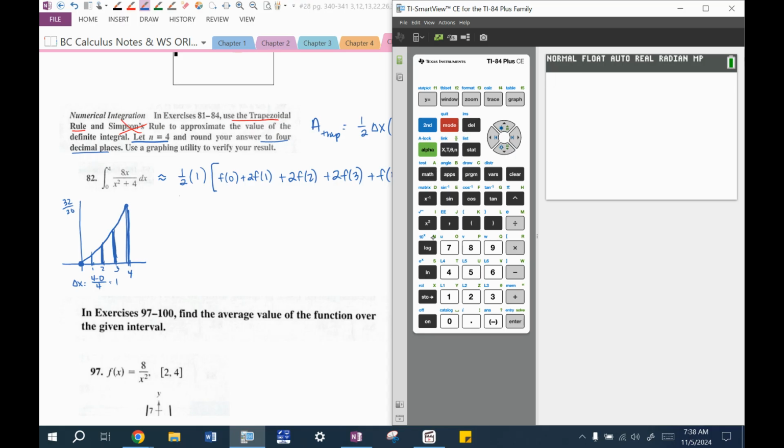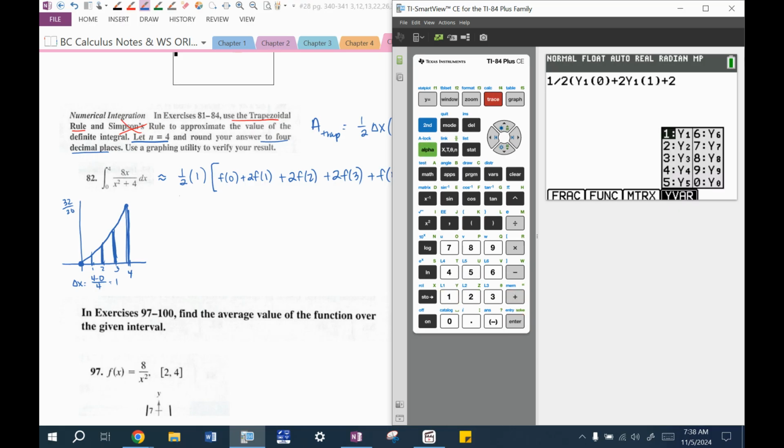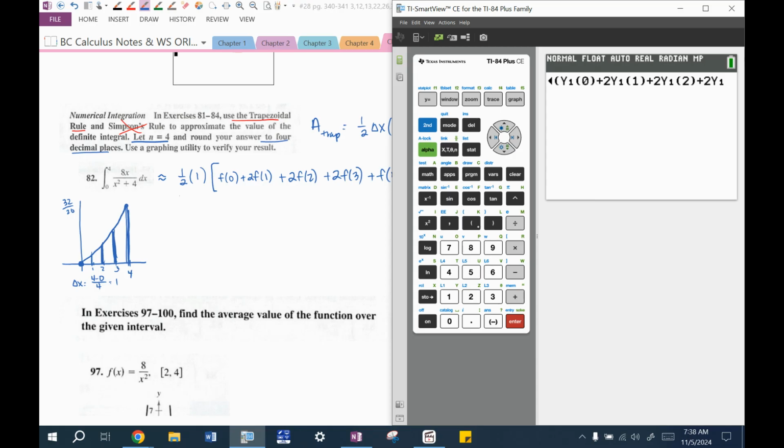Okay, and then it's 1/2 times y1 of 0 plus 2 y1 of 1 plus 2 y1 of 2 plus 2 y1 of 3 plus y1 of 4. We got 6.246153 and so on. So okay.